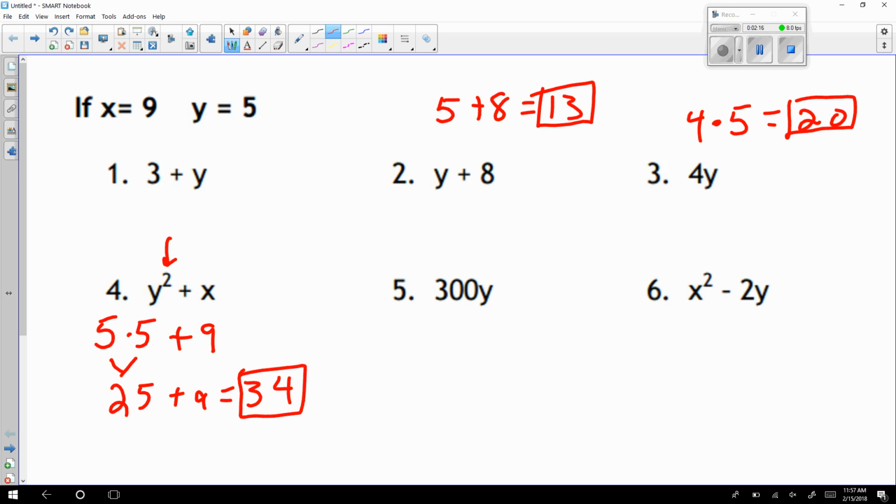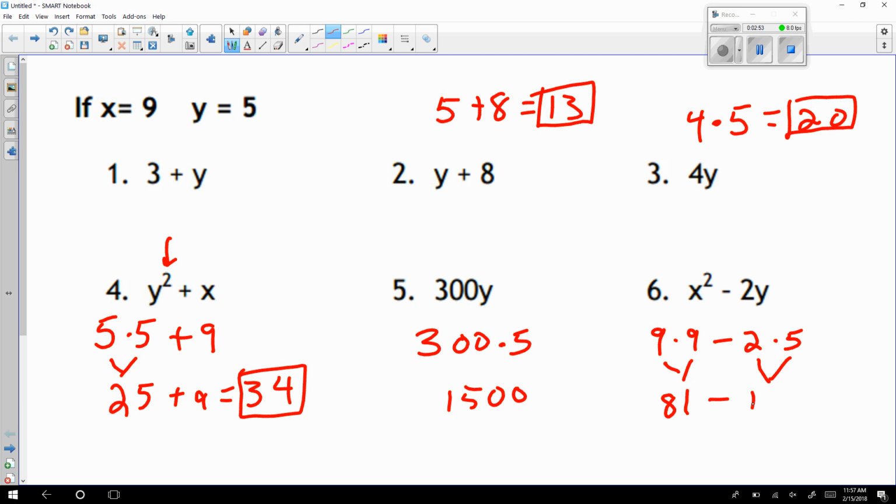Number 5, again we see multiplication. 300 times 5. And that would give us 1,500. And finally, we have an exponent again. So x to the second power is 9 times 9 minus 2 times 5. Here you need to be very careful to follow the order of operations and do all the multiplication first. So we have 9 times 9, we get 81. Minus 2 times 5, we get 10. 71.